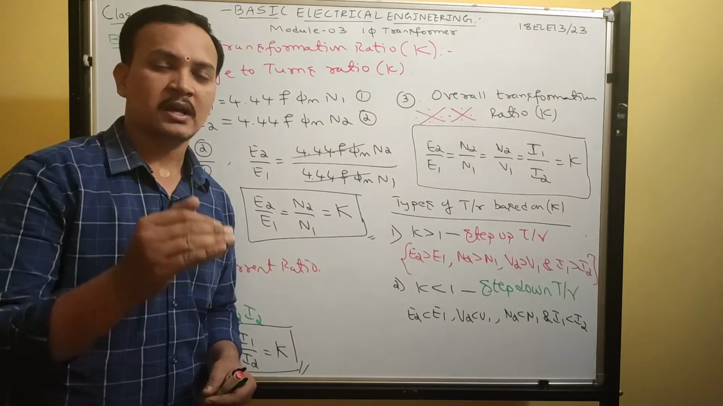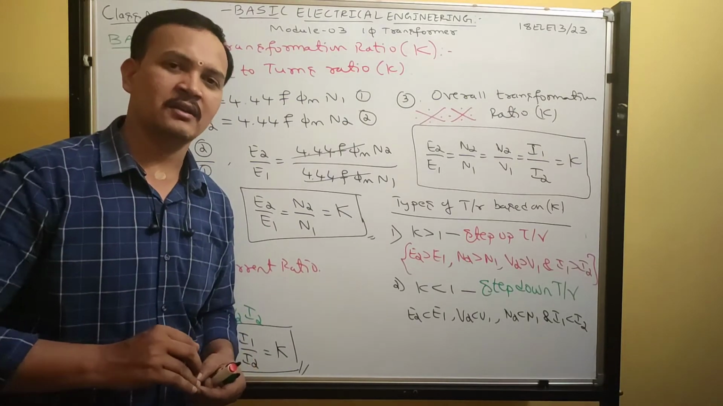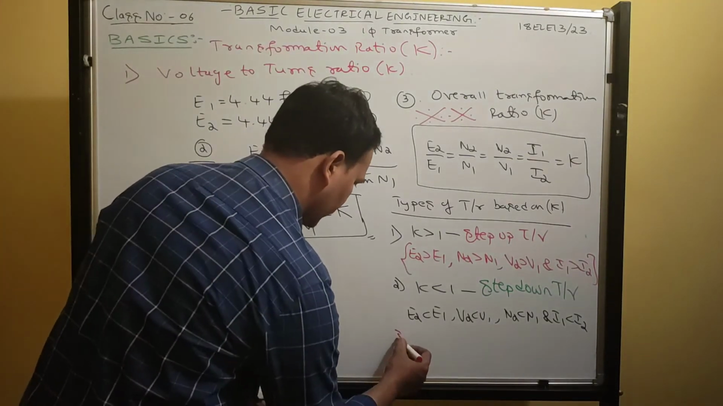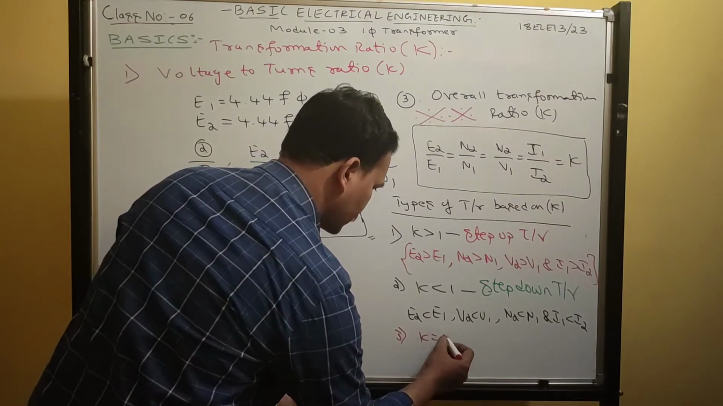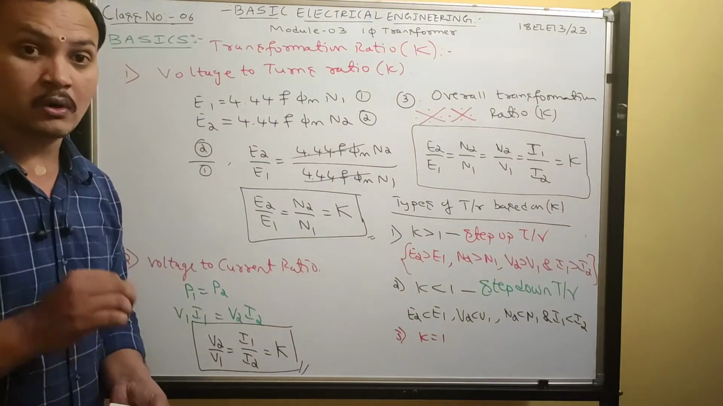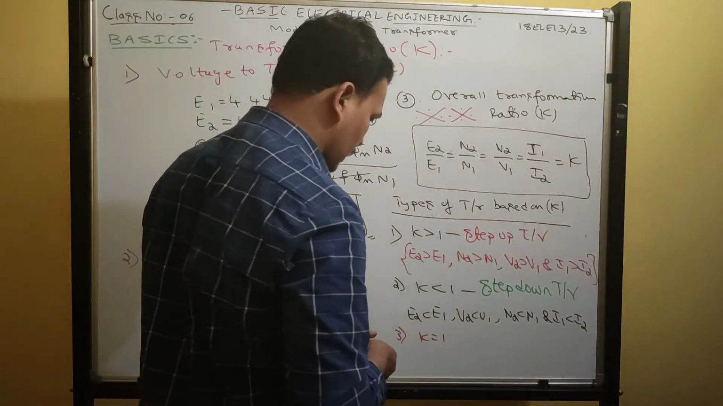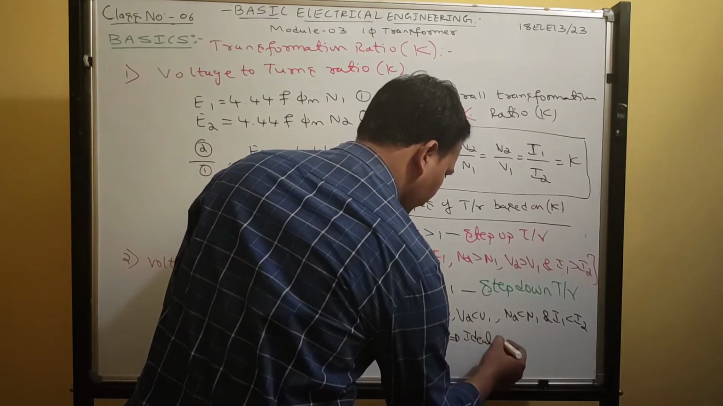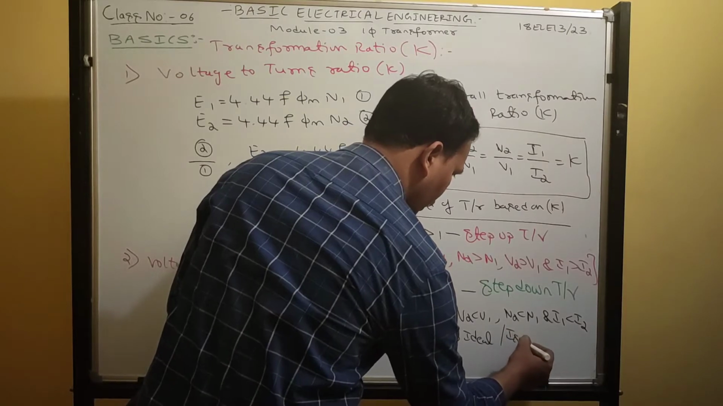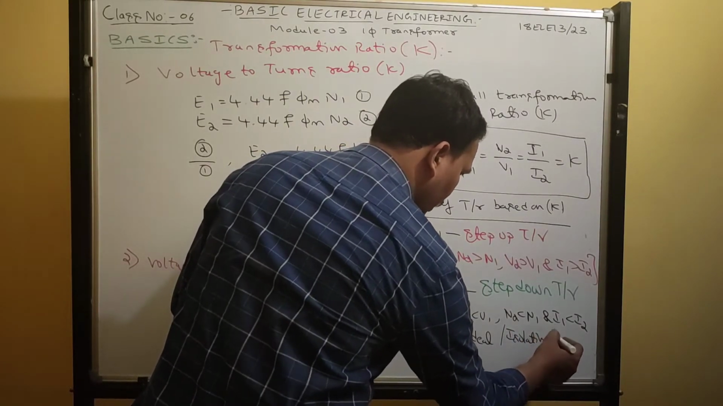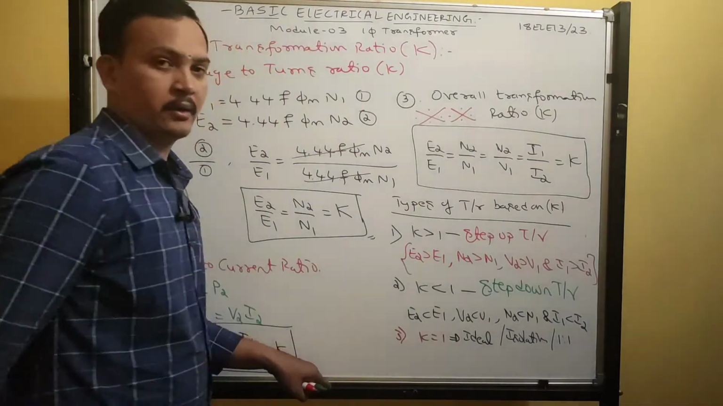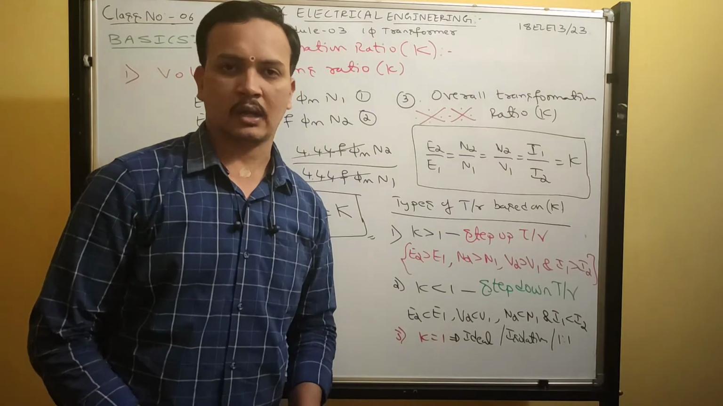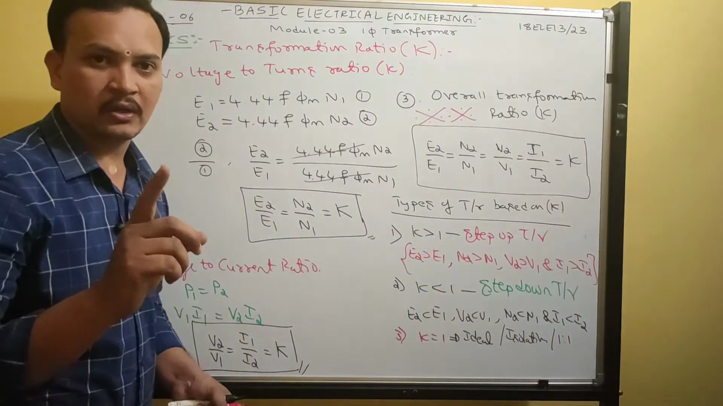Step down transformer means the secondary voltage is lesser than the primary voltage. Next, another case: when k is equal to 1, then the transformer is called an ideal transformer, isolation transformer or 1:1 transformer. So that is when the k value equals 1.